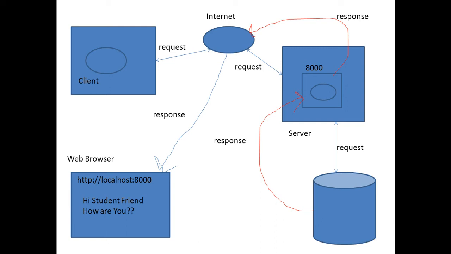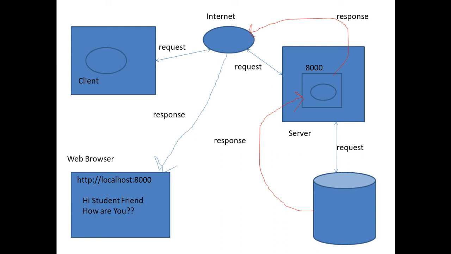Before going to the working architecture, we have to know what we mean by the web browser. The web browser is a software which is used to send the request from the client to the server. And what do we mean by the web server? The web server is a software which is used to take the request from the client and provide the response.